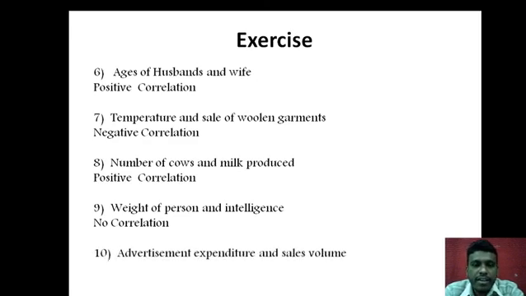And lastly, the advertising expenditure and sales volume. Yes, there is a high degree of correlation. Generally, it is seen that as you spend more in advertising, the sales volume, that is the sales generated by you, also increases. Hence, it follows a positive correlation.